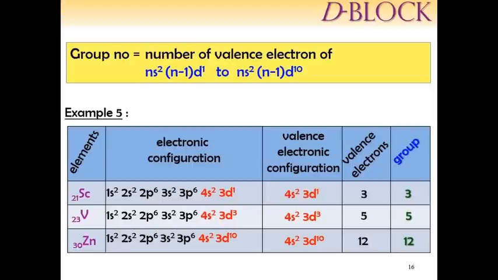The valence electronic configuration starts from ns2 to (n-1)d1. So for scandium it will be 4s2, 3d1, and the valence electrons are 3, so scandium is in group 3. For vanadium, the valence electronic configuration is 4s2, 3d3, and the valence electrons are 5, so it is from group 5. And for zinc, the valence electronic configuration is 4s2, 3d10, so it has 12 valence electrons, and it is from group 12.